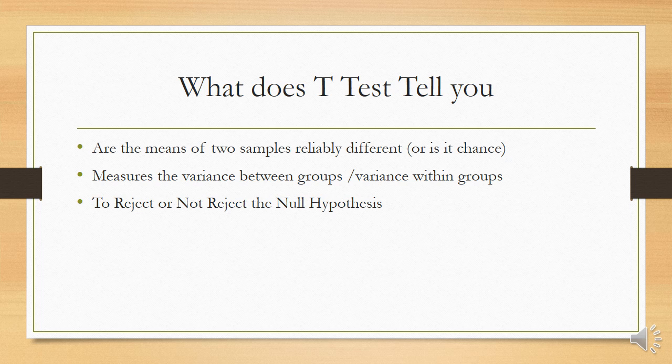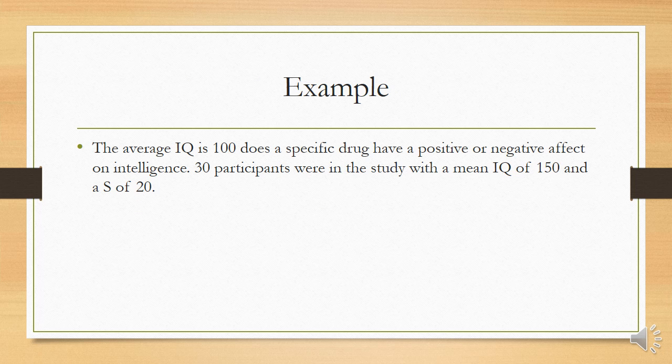So t tells you in different cases whether the samples are reliably different or if it's by chance that there was a difference. It measures variance between groups, whether or not to reject the null hypothesis. That's what a t-value and a t-test will tell you. So here's an example.